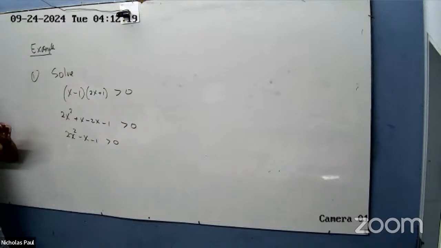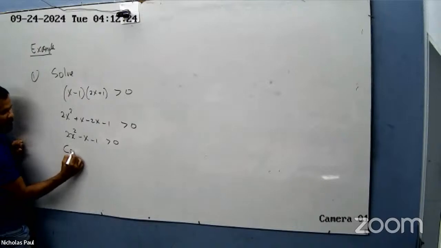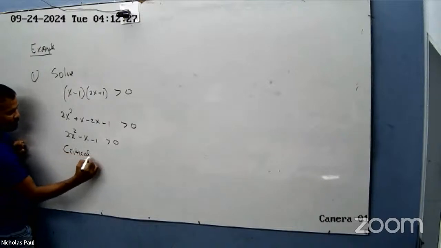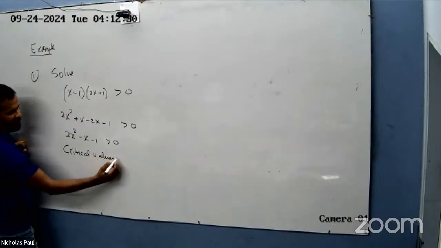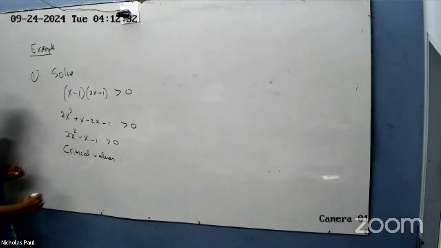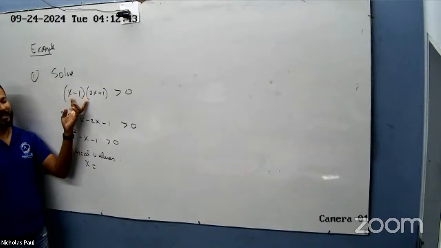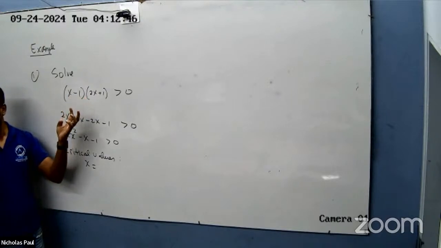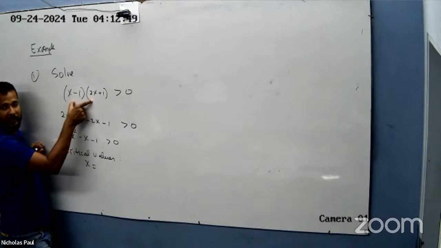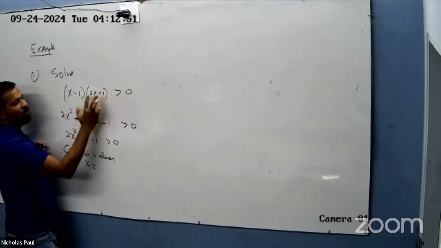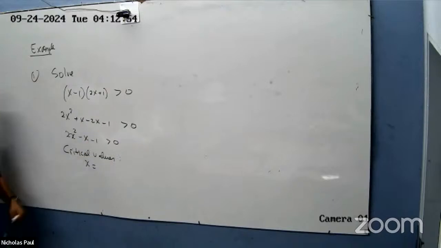Now, step number 1, once it's a minimum, is to find the critical values. I don't call them solutions anymore, I call them critical values. So the critical values are alpha and beta. All I have to do is go to the calculator and solve them. Or you can factorize and solve, which is kind of what we have here already. So x minus 1 is 0, 2x plus 1 is 0. Check this out. You're supposed to get minus a half and 1.